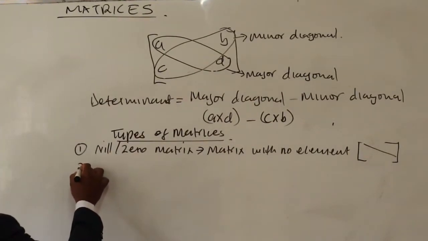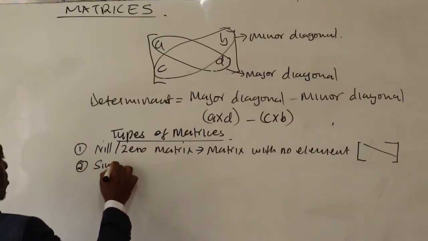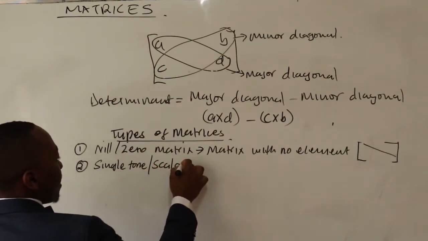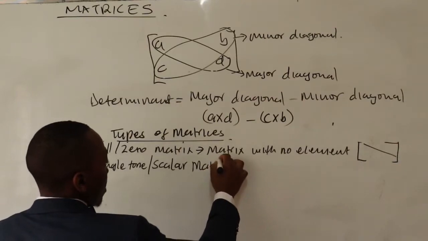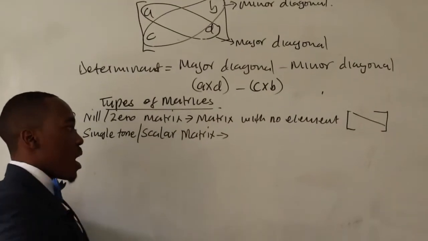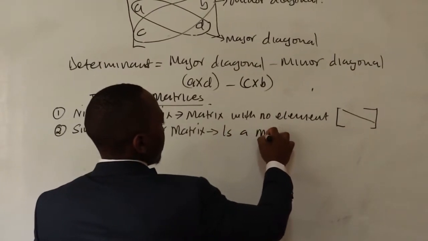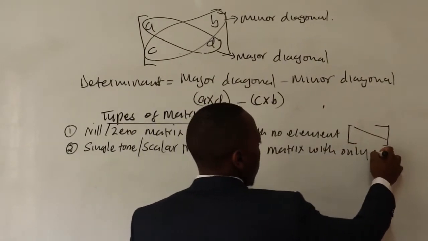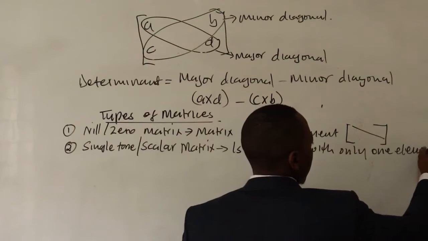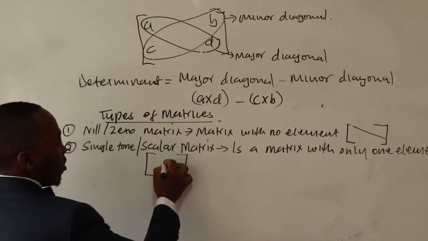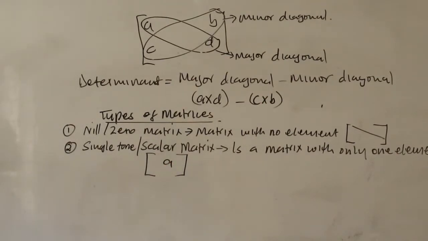Number 2, we have what we call a singleton, or a scalar matrix. And what's a scalar matrix? The singleton or scalar matrix is a matrix with only one element, and it's denoted by this. So assuming we have a matrix like that with only one element, this is what we call a singleton or a scalar matrix.